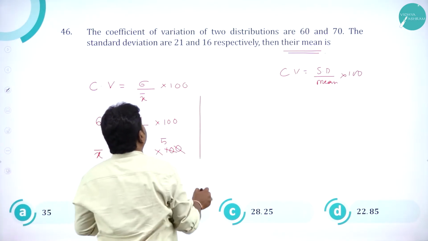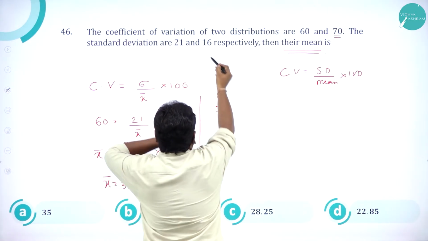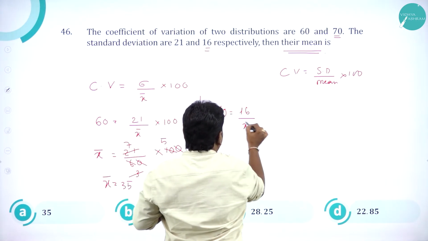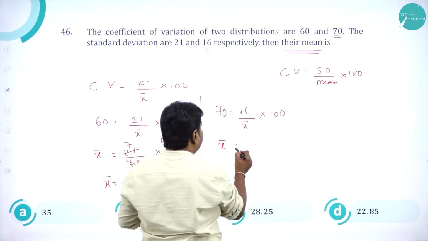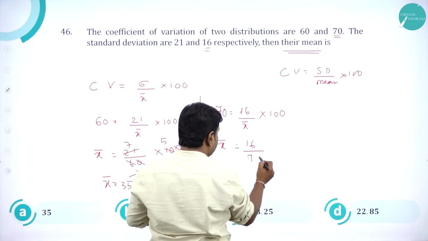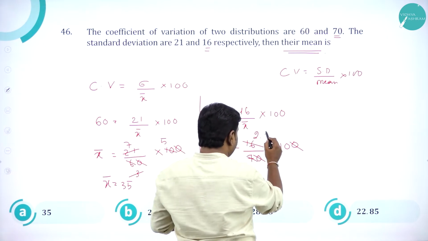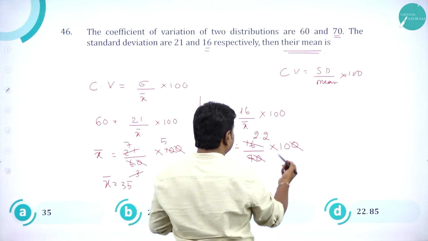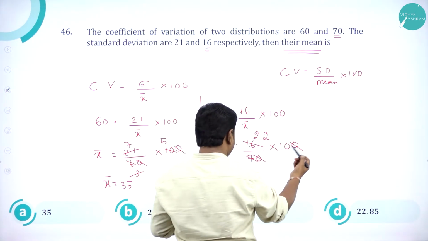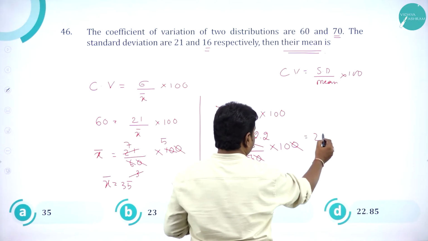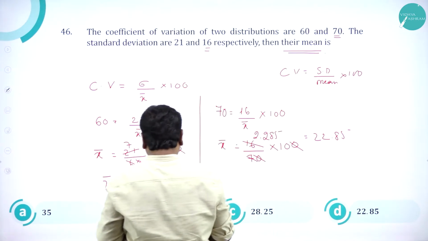And for the second case they also gave. Coefficient of variation 70 they gave. Standard deviation 16 they gave. Mean we don't know, into 100. I am using this formula. So, rearrange. X bar will become 16 divided by 70 into 100. I can cancel these two. 7, 2s are 14 again. 2.2. So if I multiply by 10, it will become 22.2. 22 point something, I can see only one answer, 22.85. Exactly if you divide, 22.85. So now I get two different means.